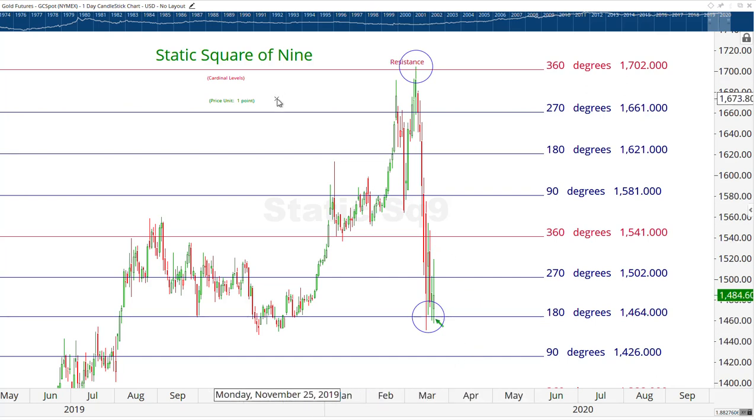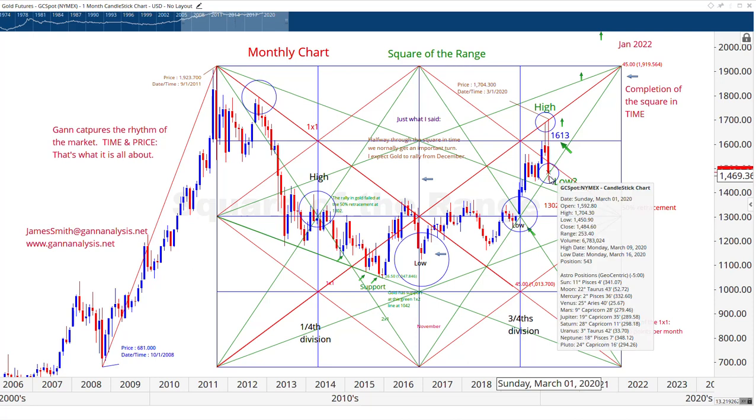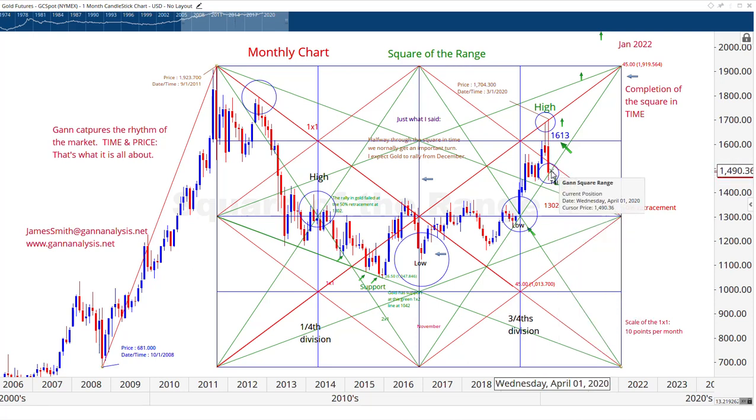You don't want to go crazy on it and say, well, this is going to work every time. Of course it's not going to work every time. So I'm just showing you that if this line holds here and you start moving up and you get above that 1541 level on the square of 9, maybe you can start looking for a move to 1613 or 1704. And if you get above that, maybe it's going to new highs.